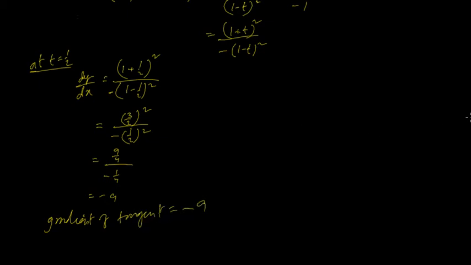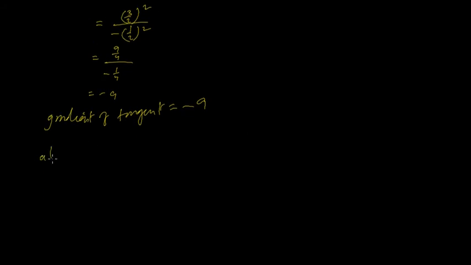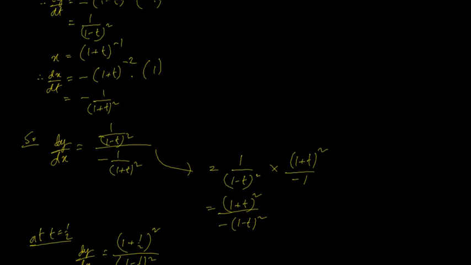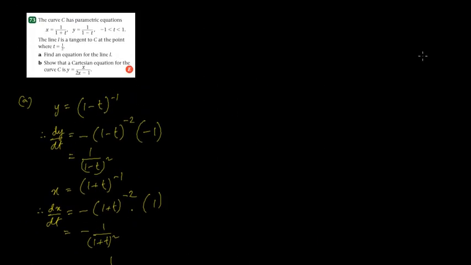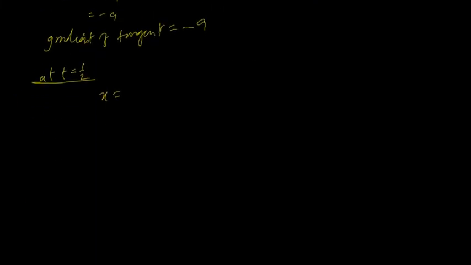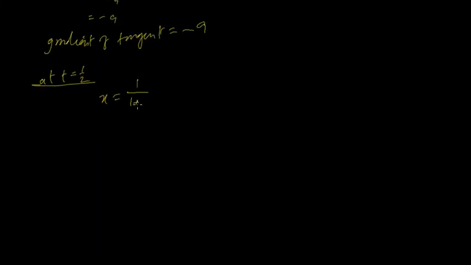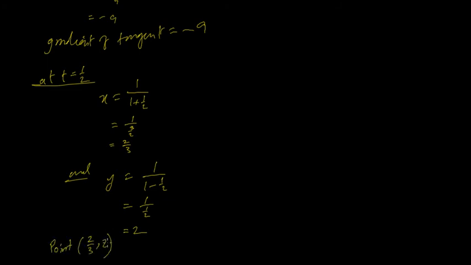We need to find the point now. At t equals half, x equals 1 by 1 plus t, 1 by 1 plus half, that means 1 by 3 by 2, that means the reciprocal is 2 by 3. And y equals 1 by 1 minus t, which is 1 by 1 minus half, which is 1 by half, which is 2. So the point is 2 by 3 and 2.